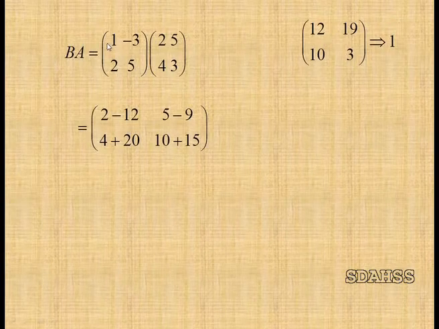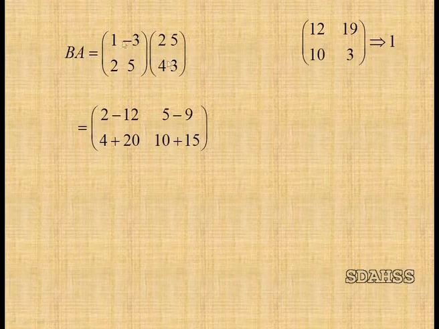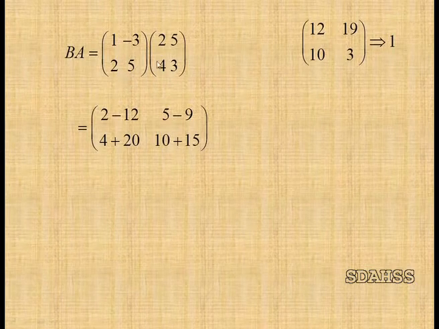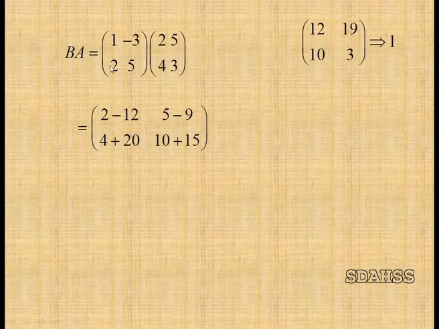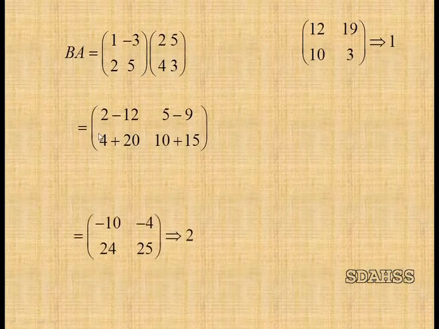Then multiply the first row and second column. Then you have 1 into 5, 5, minus 3 into 3, 9, minus 9. Now multiply the second row and second column. Then you have 2 5s are 10 plus 5 3s are 15.